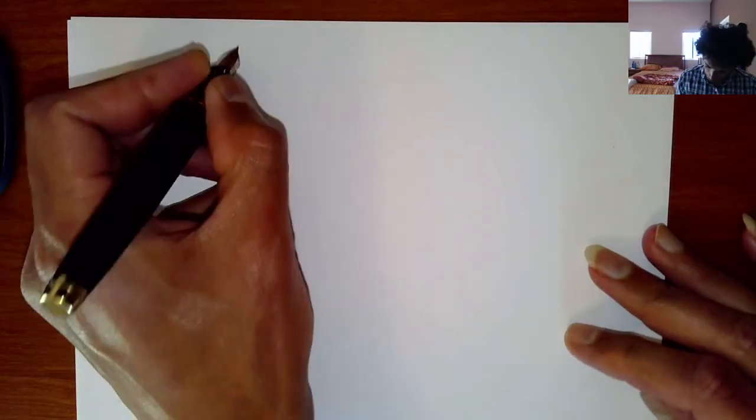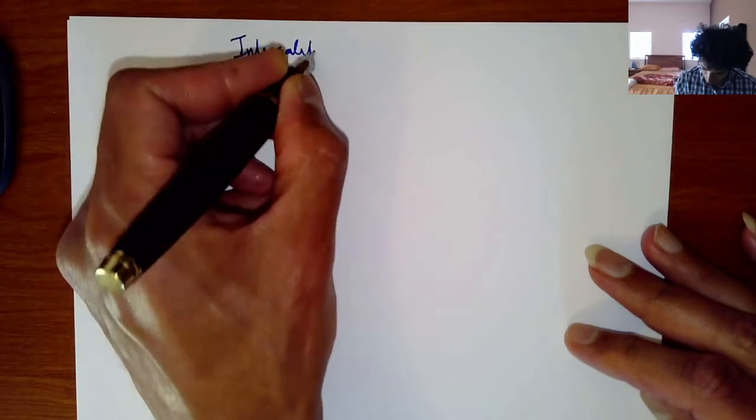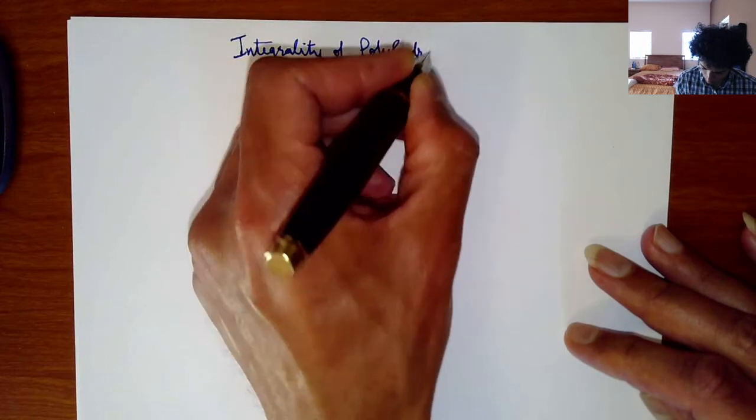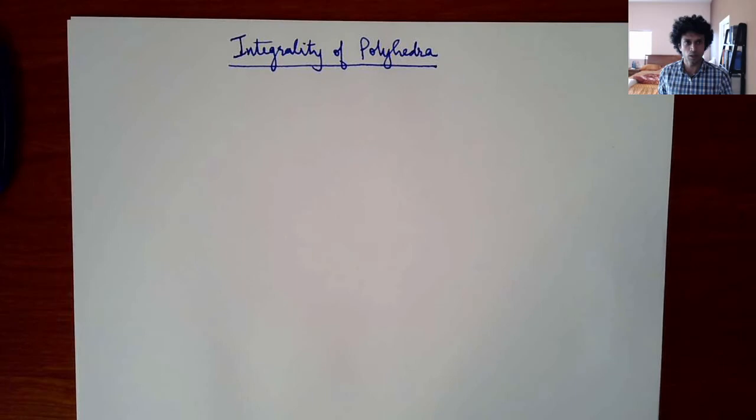The topic for today is actually a very interesting topic, which connects lots of the things that we've been discussing over the past lectures, and that is integrality of polyhedra. It's a very important topic in combinatorial optimization, and you'll see that there is a beautiful theory that underlies many of the results that we've obtained so far.